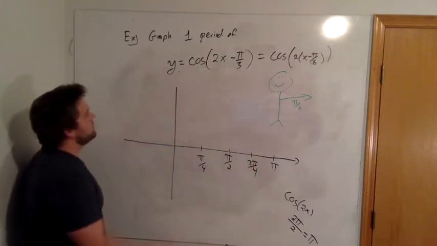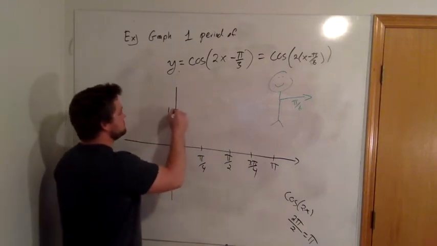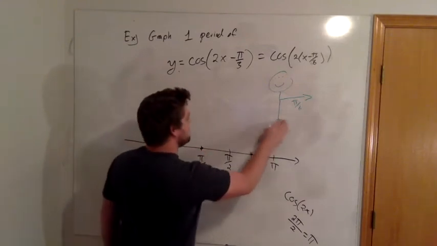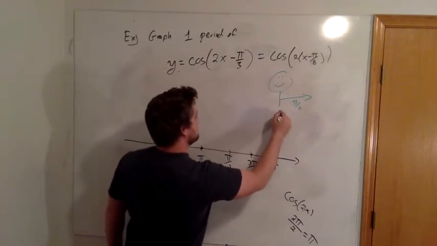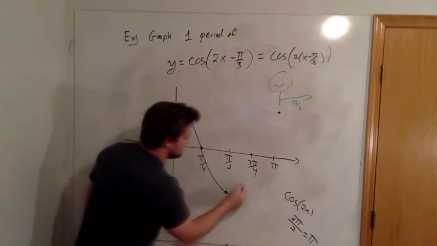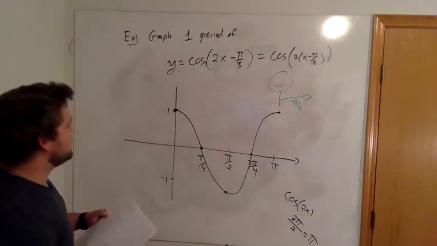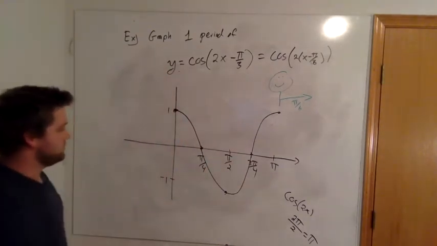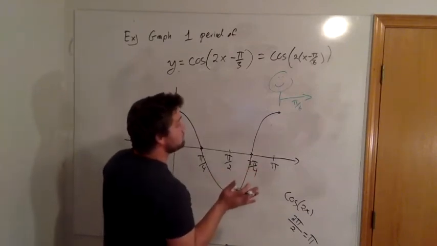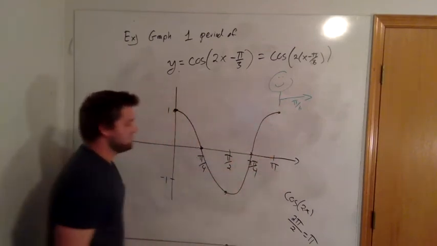Our amplitude is just 1. So here's 1. Here's negative 1. And cosine starts at the top. Sorry about your legs. Okay, here we go. Okay, so here's one graph. Here's one period of cosine of 2x. Now what I want to do is take all these x values and move them to the right by pi over 6 units. So I need to add pi over 6 to each of these numbers here.